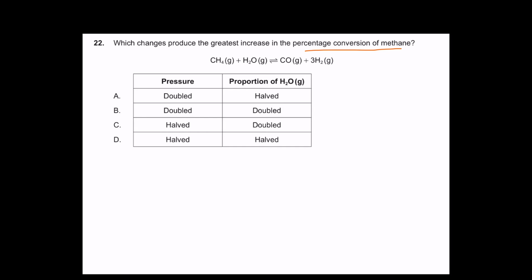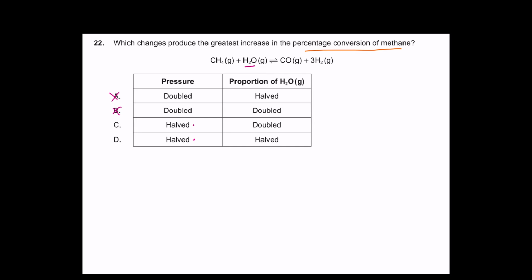side having a lesser number of gaseous moles. Okay, so if we double the pressure, the reaction will go to the reactant side, because on the reactant side you have 2 gaseous moles, on the product side you have 4 gaseous moles. So doubling won't work. If we halve the pressure, the reaction shifts to the side having a greater number of gaseous moles. So options B and D will go away. So either way, we have to check options C and D.